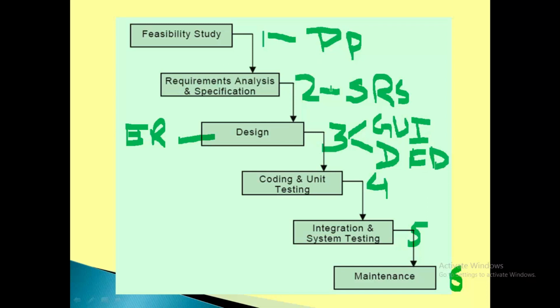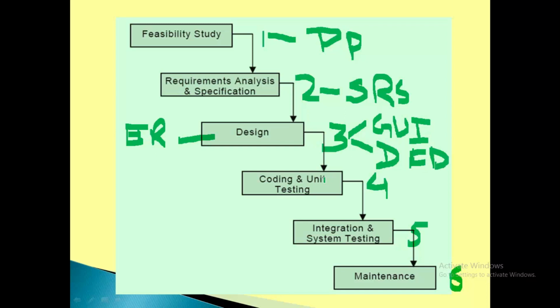Until or unless SRS is not ready and approved, you cannot go for the design phase. And once all the designs like GUI, DFDs, ER diagrams, decision tables, they all are ready, then only you can go for coding and unit testing. I hope you are able to understand that here each and every phase is once completed totally, then only you are going for the next phase. That is, locking of work of a particular phase is done and then only you are going for the next phase.